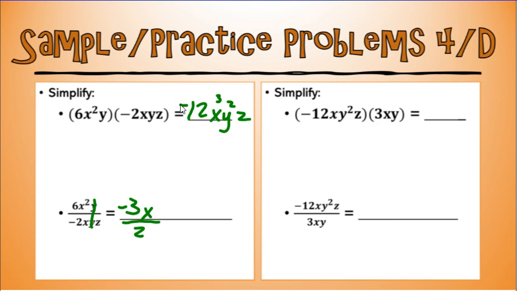Next one, negative 12 times 3 would give you a negative 36. X times x is x squared. Y squared times y is y cubed. And then I have a z in my answer. Next one, a negative 12 divided by 3 is a negative 4. X divided by x is 1, they cancel out. Y squared divided by y, 2 minus 1 is y. And then I have a z left over. So my answer would be negative 4yz.